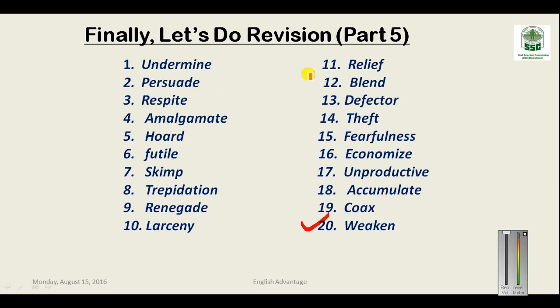Persuade means to coax someone, to convince someone to do something wrong. Respite means relief. And amalgamate, we must have studied, blend. Hoard means to accumulate or collect. Futile is something that is useless or unproductive. Skimp means to economize on something, to save money on something. Trepidation, fearfulness. Renegade, defector or traitor. And larceny means theft.